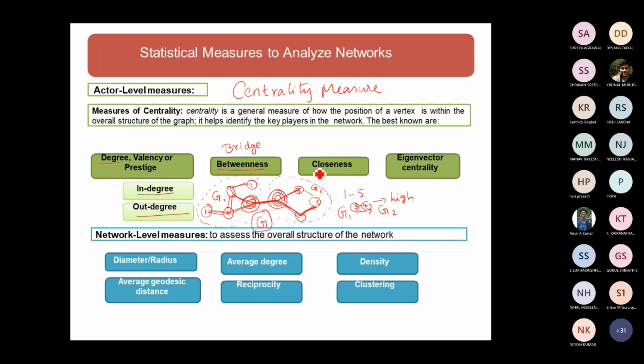Now, closeness centrality. Closeness centrality is nothing but how many connections a node is going to have. I will take a node A from which I can reach the maximum number of nodes in the given graph. That is called closeness centrality.